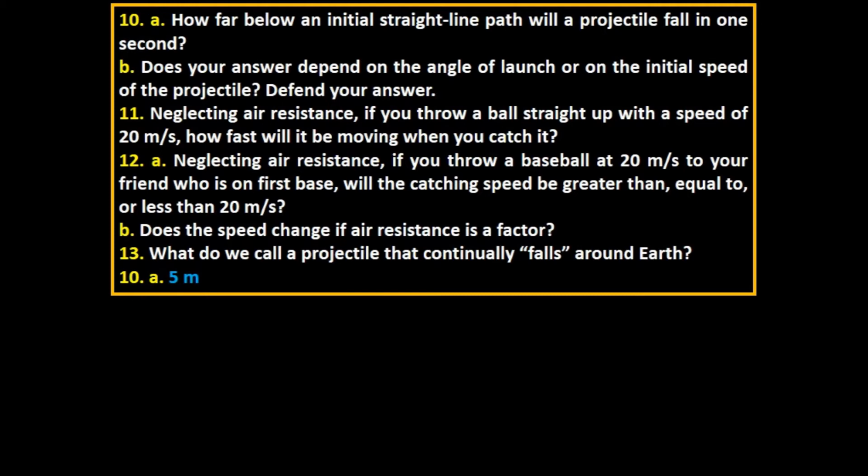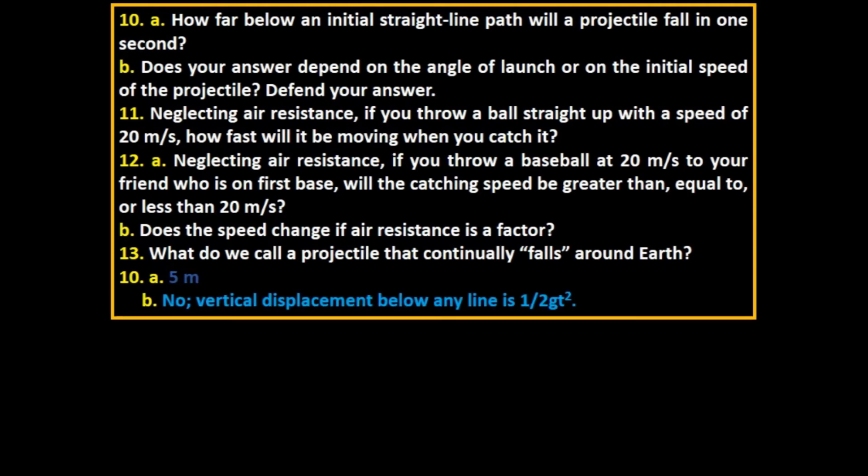Neglecting air resistance, throw a ball straight up with a speed of 20 meters per second. How fast will it be moving when you catch it? It should be the same speed. It should all be going at 20 meters per second. It's going to be 20 meters per second up, and then it stops at the D max and then falls back down at 20 meters per second.